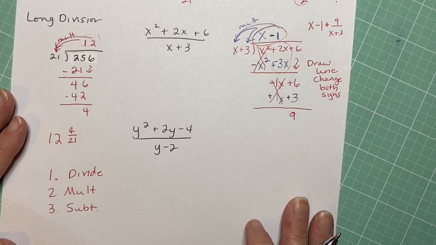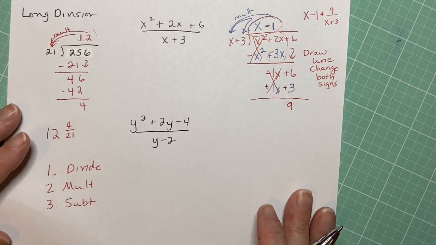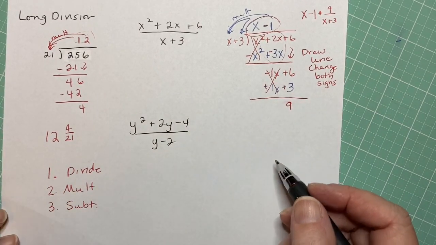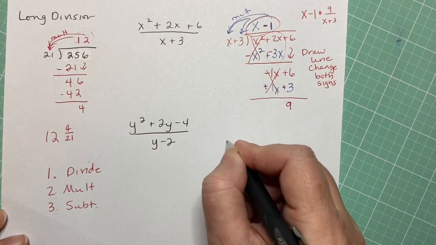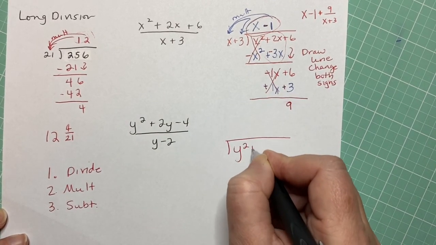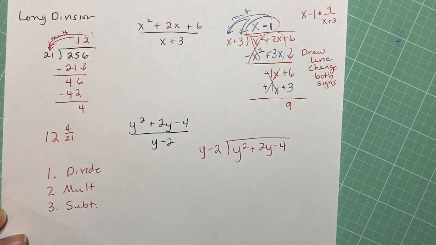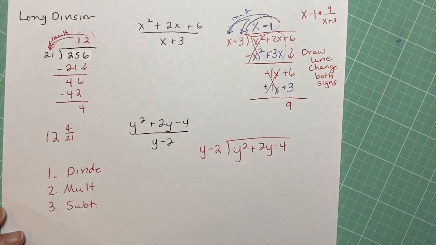Now, I know these are difficult. I know I say it all the time, but you've got to practice them over and over to make sure that you can do them. So let's try another one. The top is going to go on the inside, y squared plus 2y minus 4, and the y minus 2 is going to go on the outside. So we're going to divide, multiply, subtract, and then repeat it.